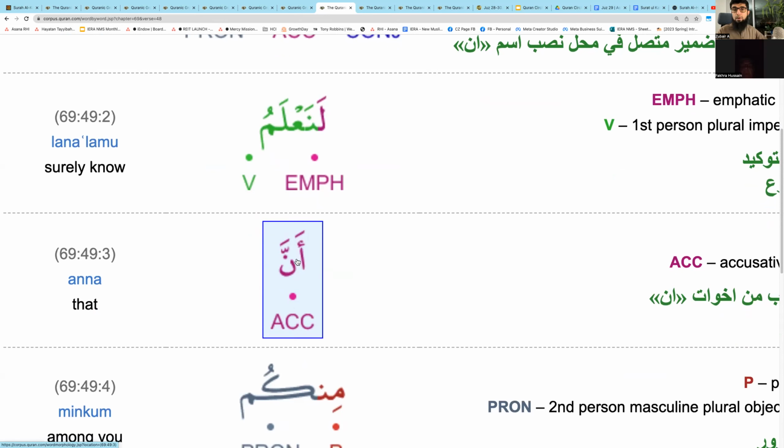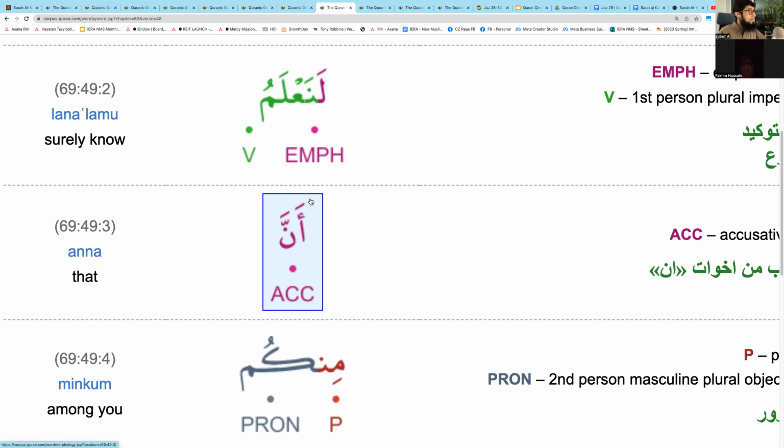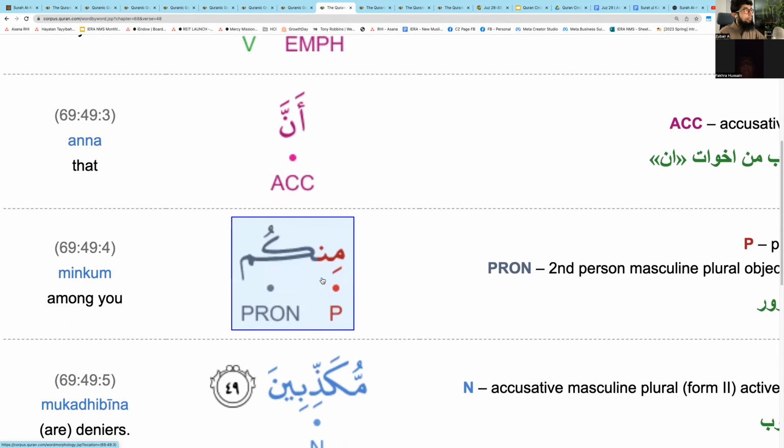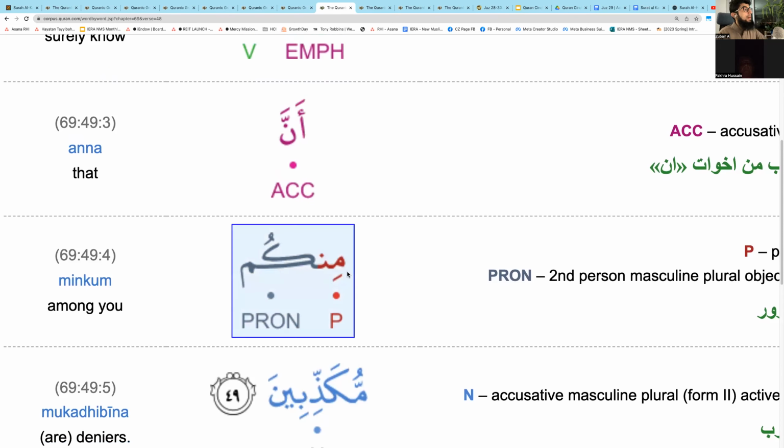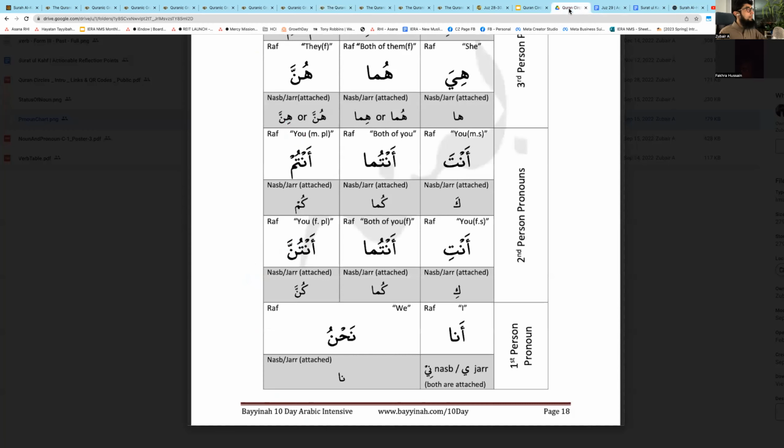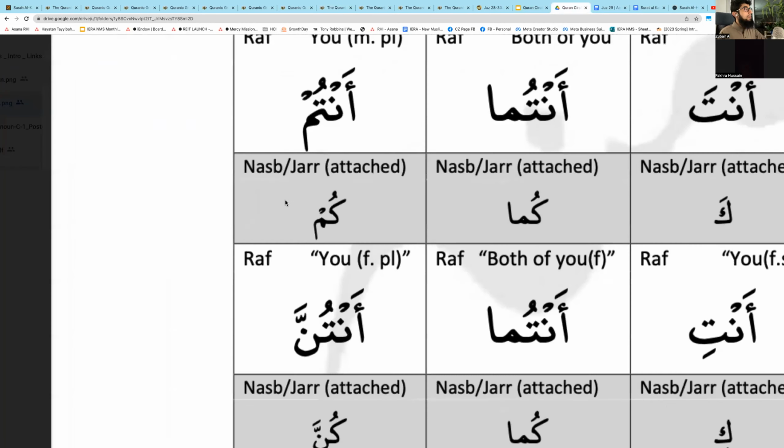Anna, that. Guys, come on, unmute yourself. Anna, that. Good, thank you. And this is something we know from the Shahada as well. Ashhadu an la ilaha illallah, wa ashhadu anna Muhammadan abduhu wa rasuluh, sallallahu alayhi wasallam. So anna means that. Min, from. Min is a preposition, very common. A'udhu billahi min ash-shaytanir rajim. So min means from. Kum means you all. Where would you find kum? In our pronoun chart, right here. Kum means you all.